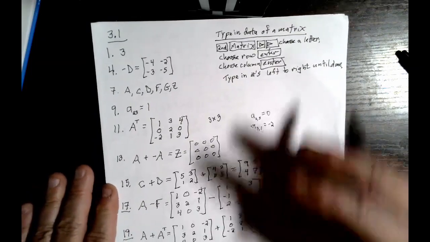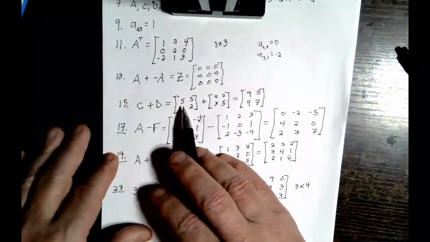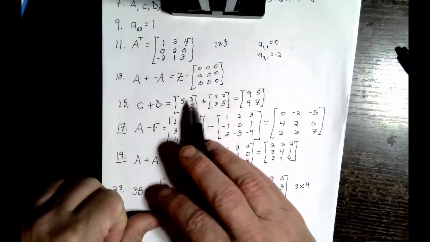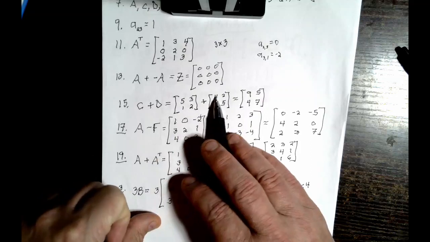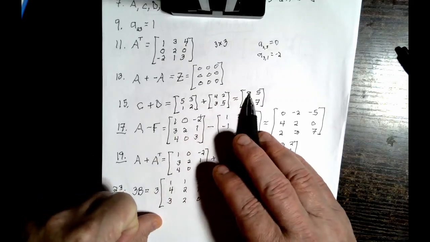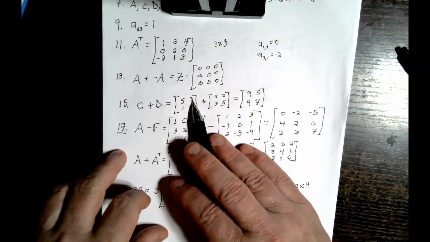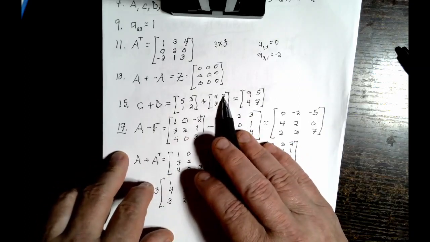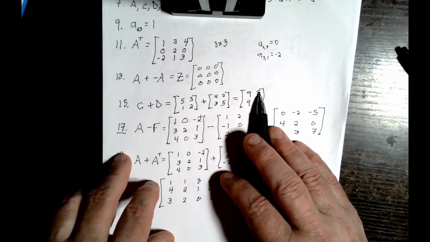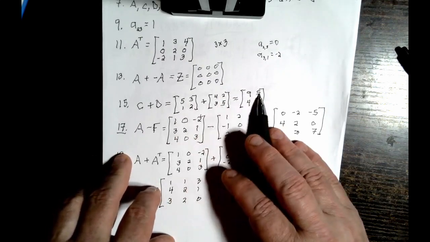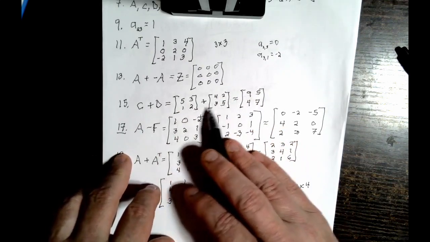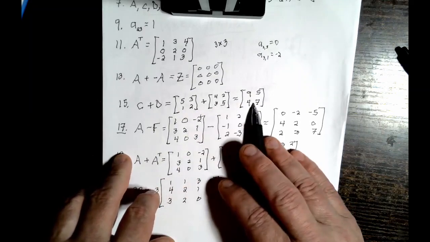Now if you're trying to add two matrices together, you just simply add the like elements. So first row, first column plus first row, first column equals first row, first column. So 5 plus 4 is 9. First row, second column plus first row, second column equals first row, second column. So 3 plus 2 equals 5. And the same thing, this is 4, and that's 7.